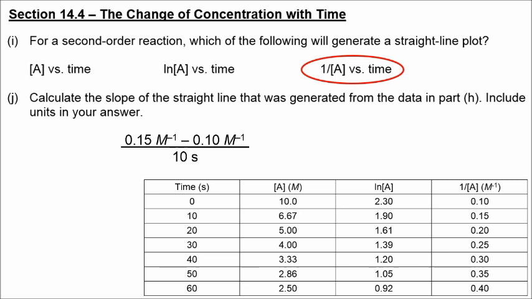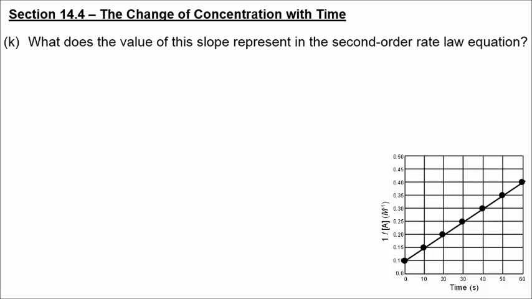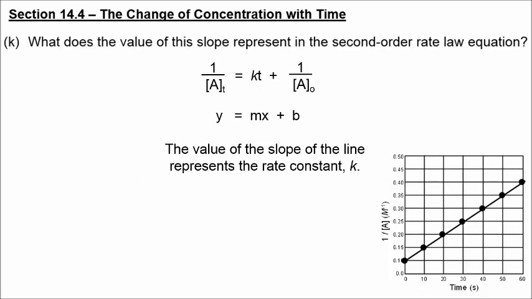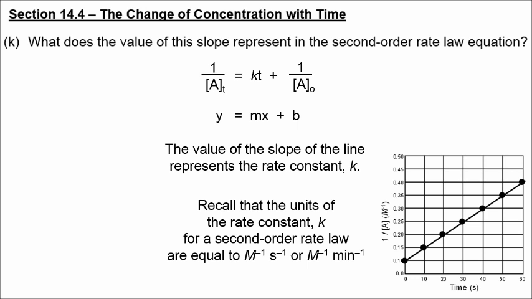The slope of that line is going to be 0.005, and the units are inverse molarity, inverse time. The value of the slope is the rate constant, K. So recall that the units of the rate constant K for a second order rate law are inverse molarity, inverse time.